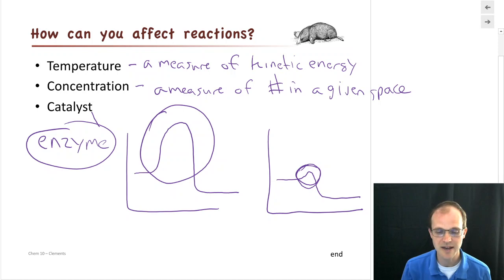So those are the three ways we affect reactions: temperature, concentration, and catalysts, which in the body we call enzymes.